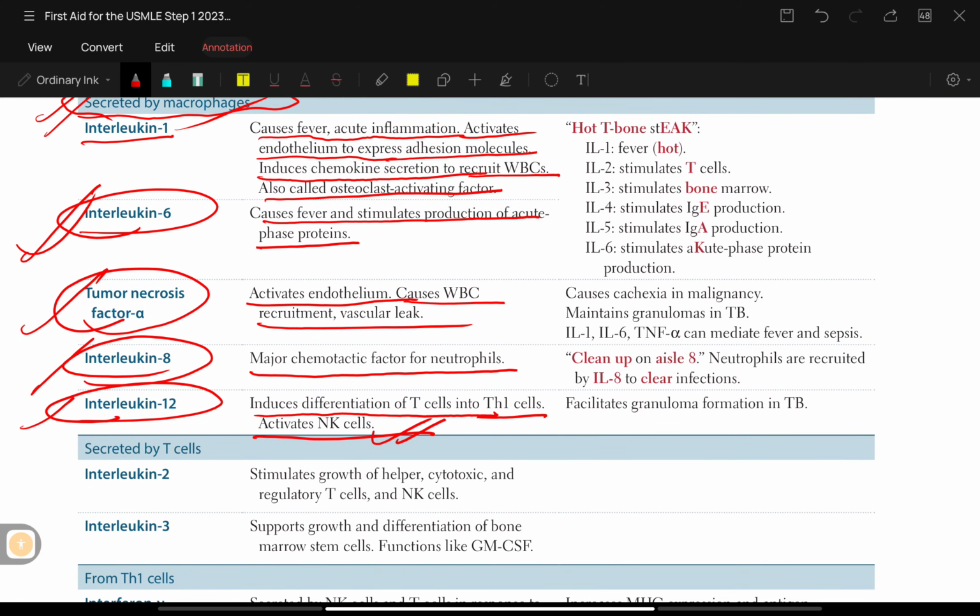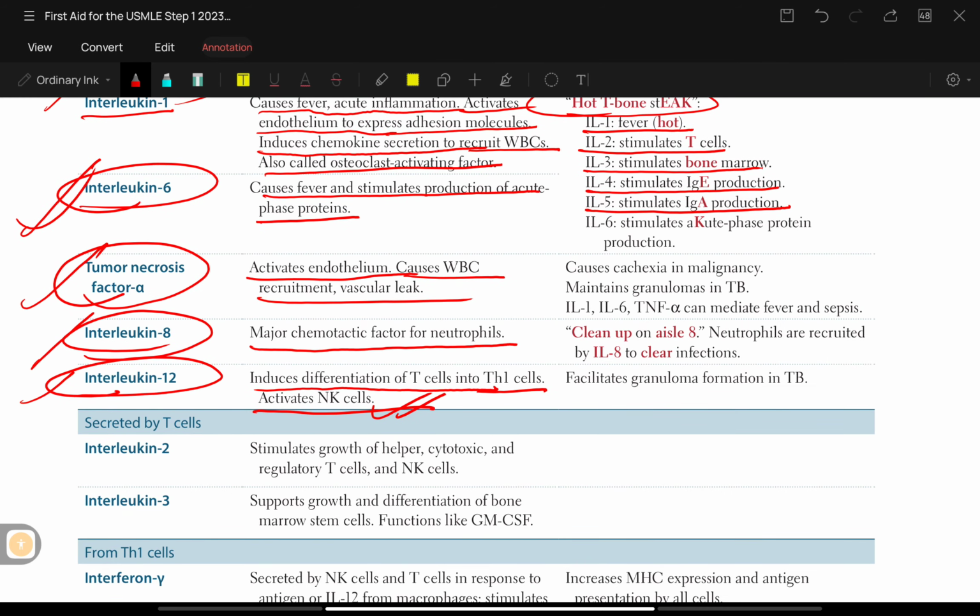Here, to remember, like a hot T-bone steak: interleukin 1 causes fever, that is hot. Interleukin 2 stimulates T cells, interleukin 3 stimulates bone marrow, interleukin 4 stimulates IgE production, interleukin 5 stimulates IgA production, interleukin 6 stimulates acute phase protein production.